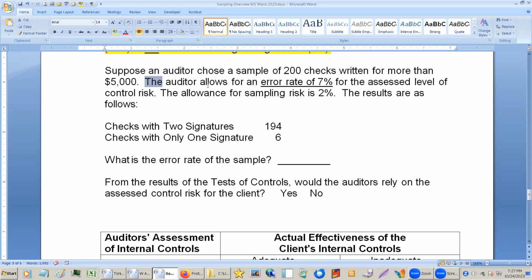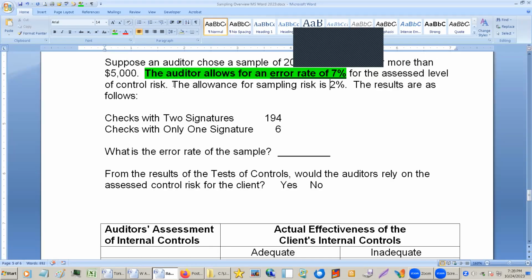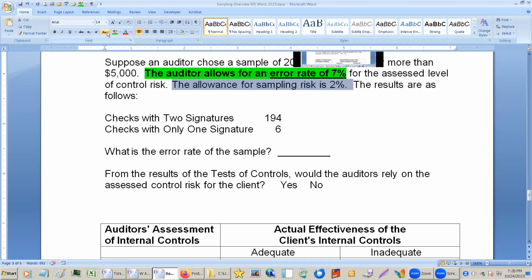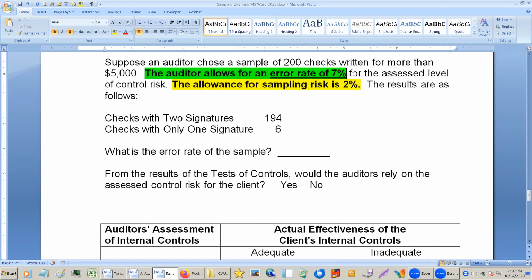The auditor will allow for an error rate of 7%. Let's bold that. Let's make that green. The allowance for sampling risk is 2%. Okay, so that's that kind of bell curve thing. How far out can it go? It can go out 2% on each side. Now remember, this isn't dollar amounts because these are yes, no tests, it's a percentage. So they're saying it can be 2% off from what we think it is. So if the error rate is 7% or less, we're okay. If it's more than 7%, we're not okay.